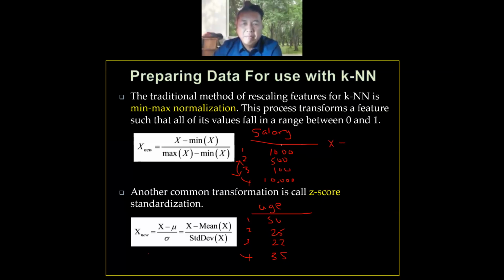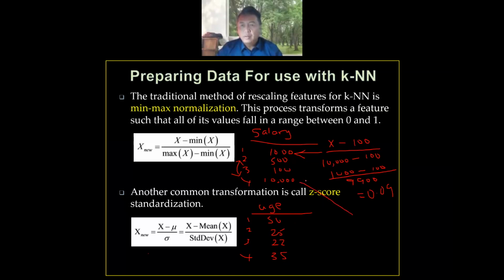So we have the x here. And then what is the minimum value here? Minimum value is 100. Divided by what is the maximum? Maximum is 10,000 minus 100. So for each of the values here, for example, for this one, we plug in the 1000 to here, so we will have 1000 minus 100, and this one will be 9900. So if we compute this one, let me calculate. The value will be 900 divided by 9900. So what you get is 0.09. So this value will be used to replace this one.